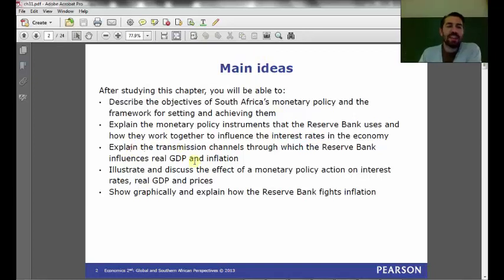We're going to explain the transmission channels through which the Reserve Bank influences GDP. We haven't come across this term before, transmission channels, but you'll see we've spoken about them. We just haven't called them transmission channels. We're going to illustrate and discuss the effect of a monetary policy action on interest rates, real GDP, and prices. And, of course, we're going to talk about why the Reserve Bank gets involved in the economy at all.